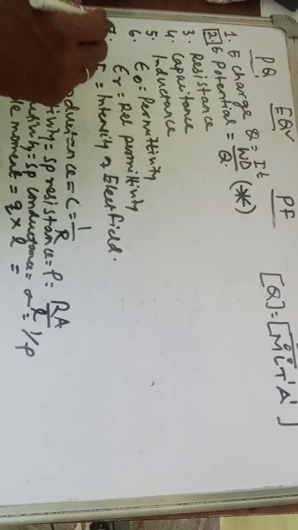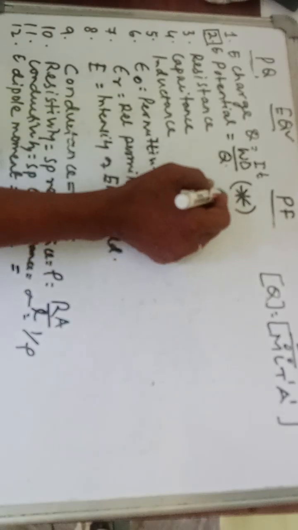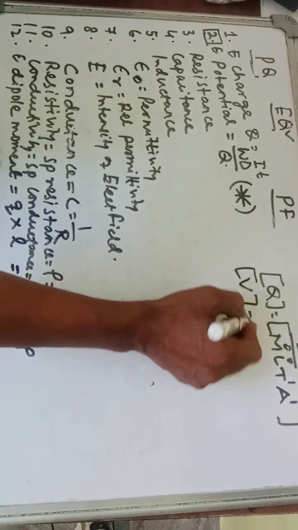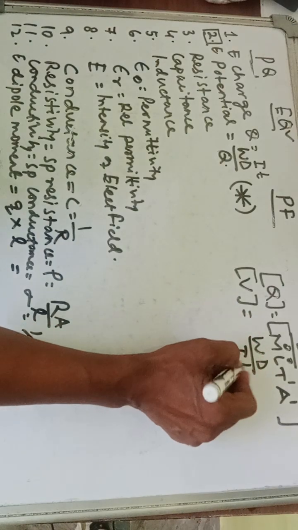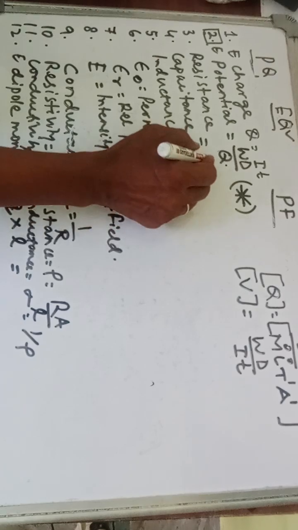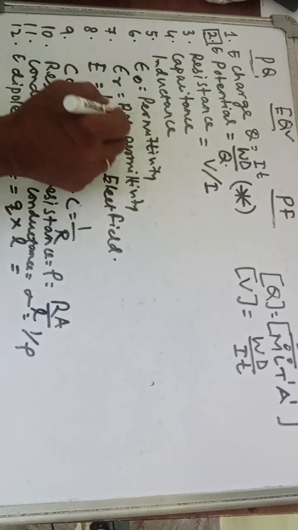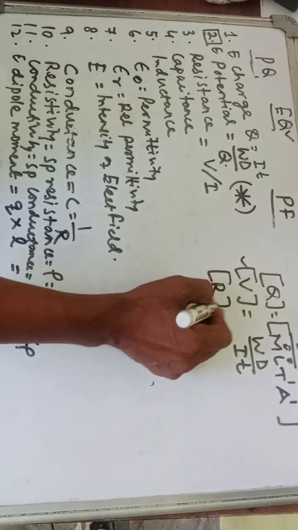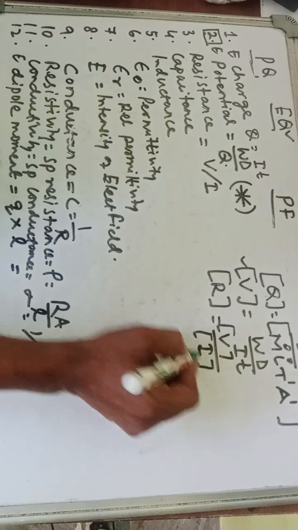Potential: for electric potential or potential difference, it is the work done by charge. Work done we know, work done or energy. Then potential V will have work done by I t. Resistance is again from the formula V is equal to IR from Ohm's law, R is equal to V by I. Once we know V, you can find the dimension of R. It will be dimension of V by dimension of I.